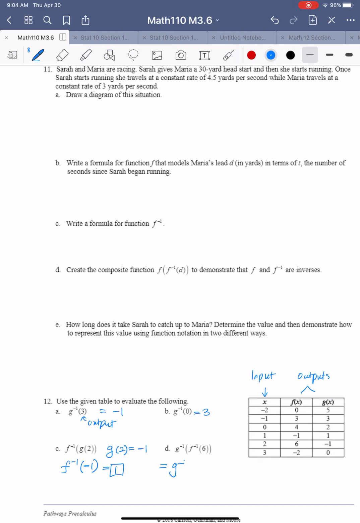So g inverse. Now we're looking for the input for the output 6 of the f function. So you need to find the 6 in the output, and the input is 2. So the input is 2. And 2 is also the output, looking for the input for the inverse function. So 2 is the output, and the input is 0. Okay, so this is how you use a composition and then an inverse function.